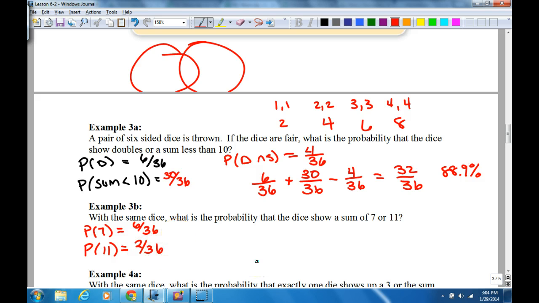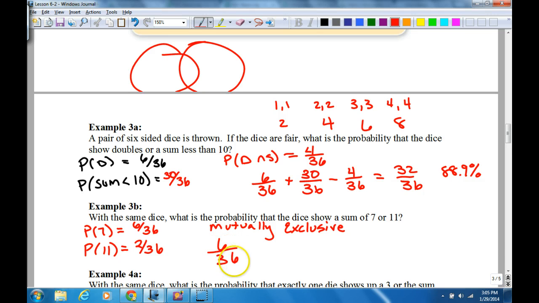Now, do these have anything in common? They're mutually exclusive. How do you know? Because the sum can't be both 7 and 11 at the same time. Okay? So these are mutually exclusive. Because there are no two dice that can be rolled that, when you add them up, equal both 7 and 11. Can't be both.